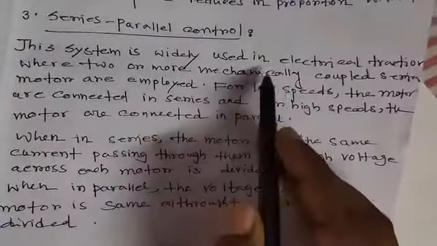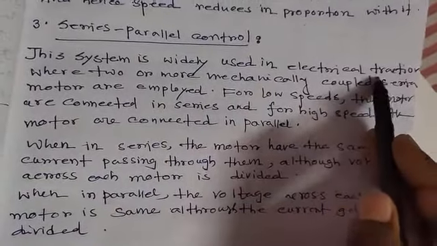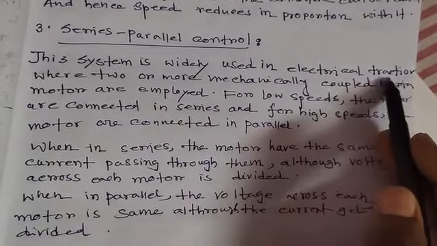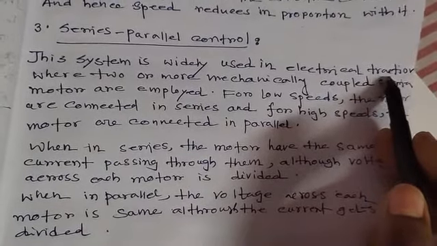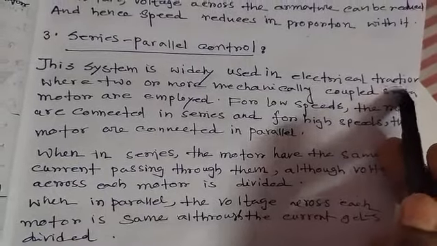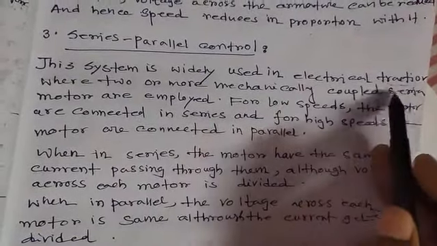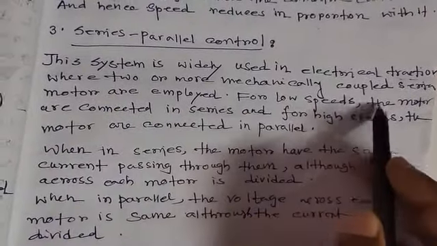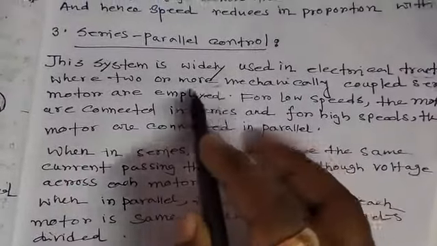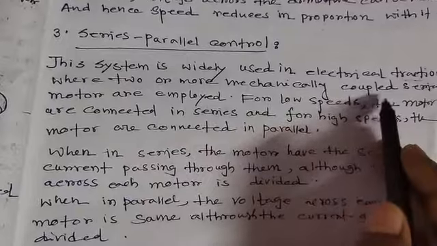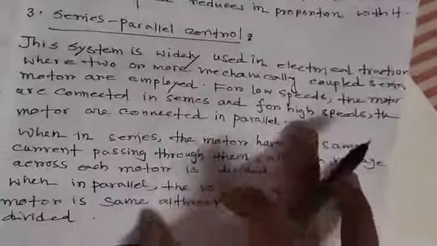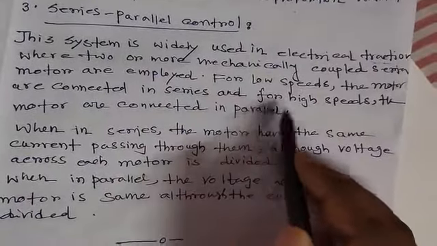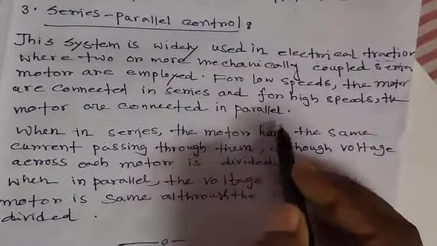Then I will discuss series parallel control. This system is widely used in electrical traction, for example the electrical train, where two or more mechanically coupled series motors are employed. For low speed, the motors are connected in series, and for high speed, the motors are connected in parallel.